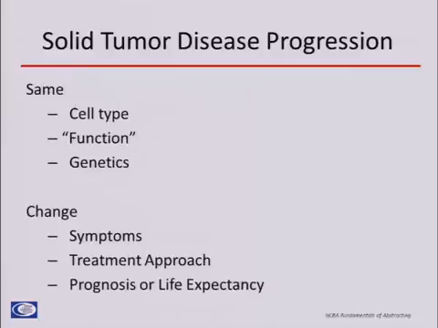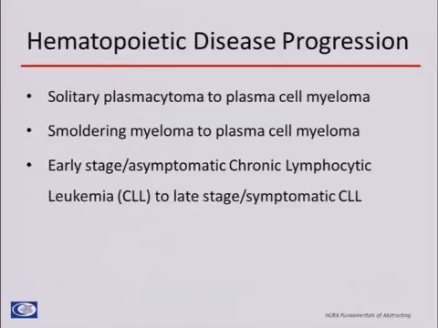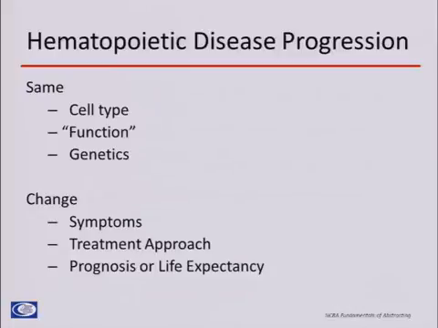When we're looking at progression, we have changes in symptoms. Symptoms get worse. The treatment can change. It can become more aggressive. And the prognosis and life expectancy gets worse as disease progresses. But the malignancy involves the same cells, cell type, the same genetics. Nothing changes in what's wrong with the cells that are involved. And we talked about that already. It has the same cell type, the same function, the same genetics.